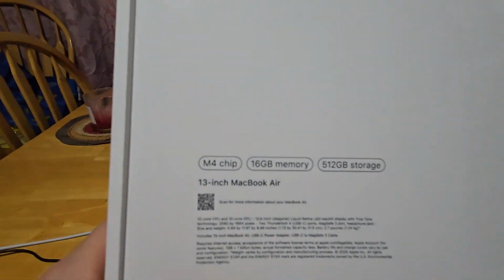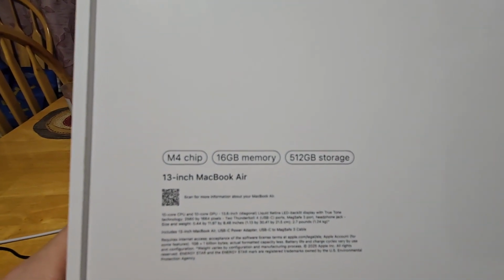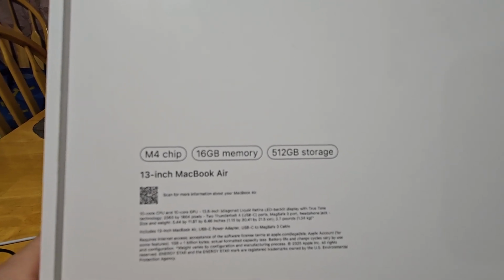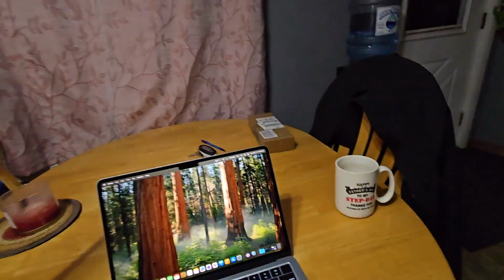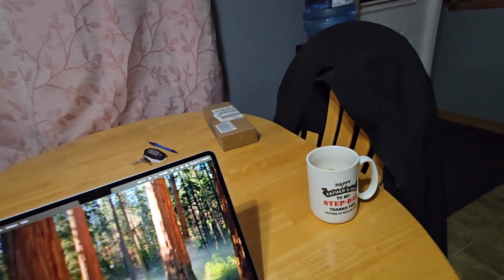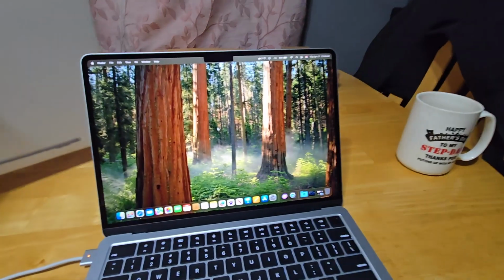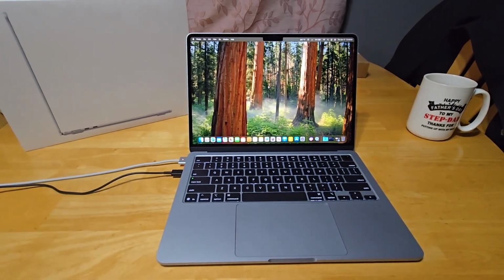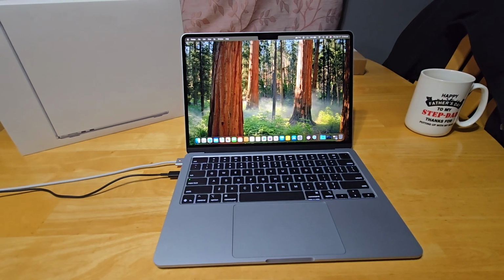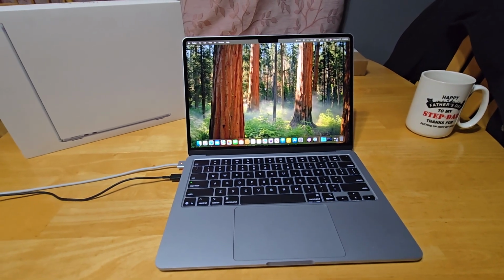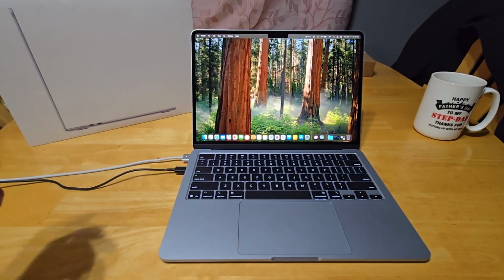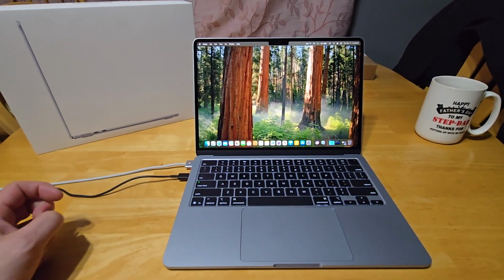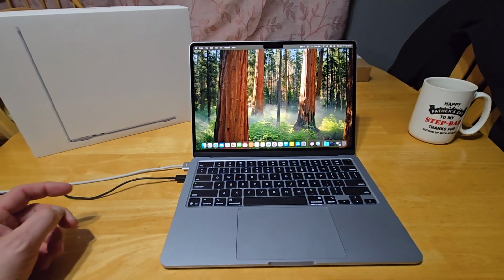So, like I said, this is the M4 chip, 16 gigs of memory, 512 gig of storage. So it's the 13. And it's been working really well, you guys. Not a problem. So if you're looking for something that's cheap and has the power to do so many other things, and it can play games, I haven't really gotten into that yet, but I will be.